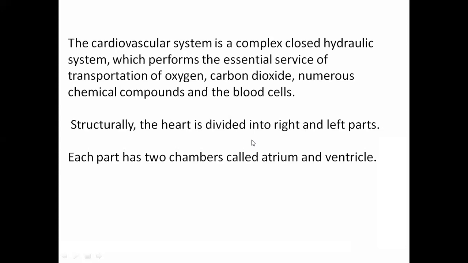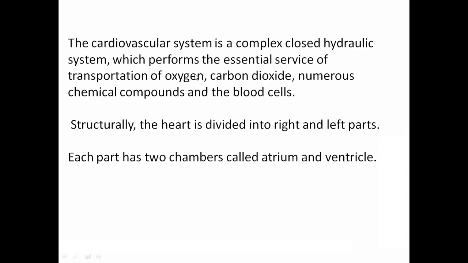I think you have studied this in biology. So that is the right heart and left heart. We can divide the heart into two parts physically, the right heart and left heart, and each part has two chambers. One is called the atrium and the other is called the ventricle.